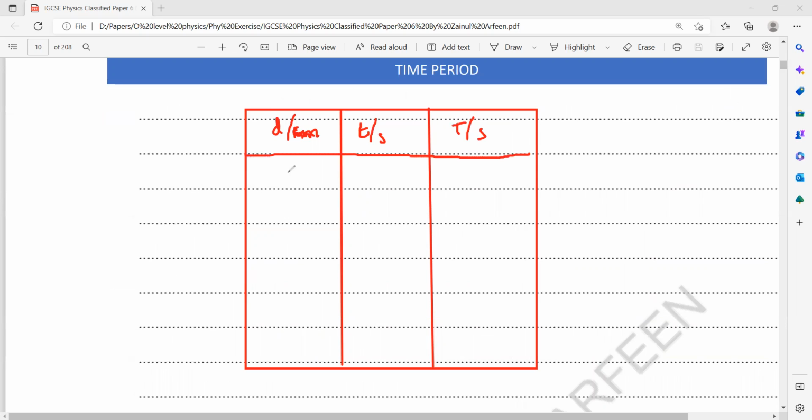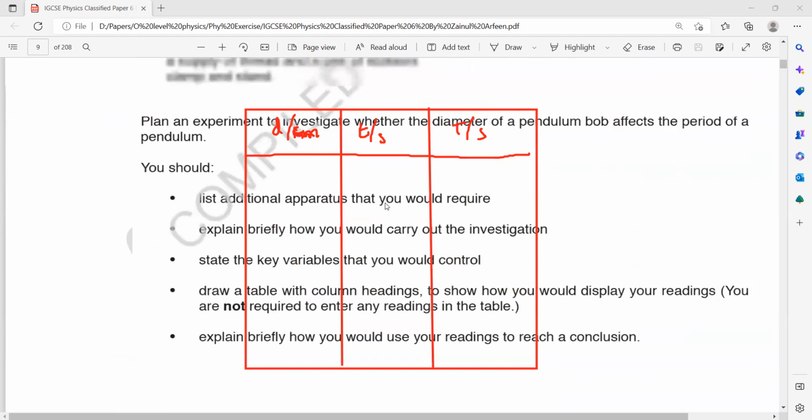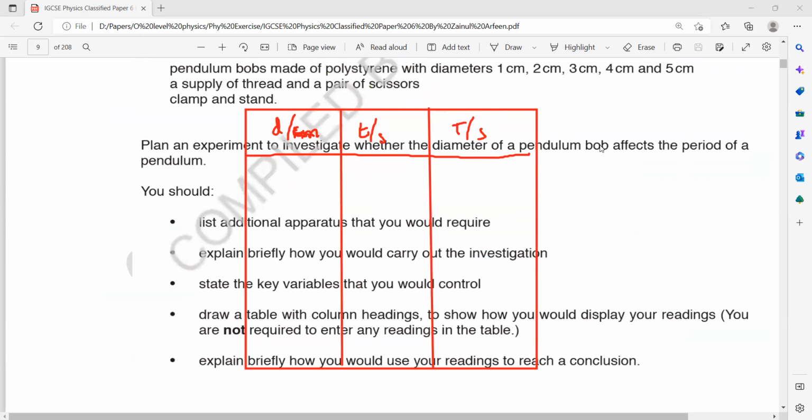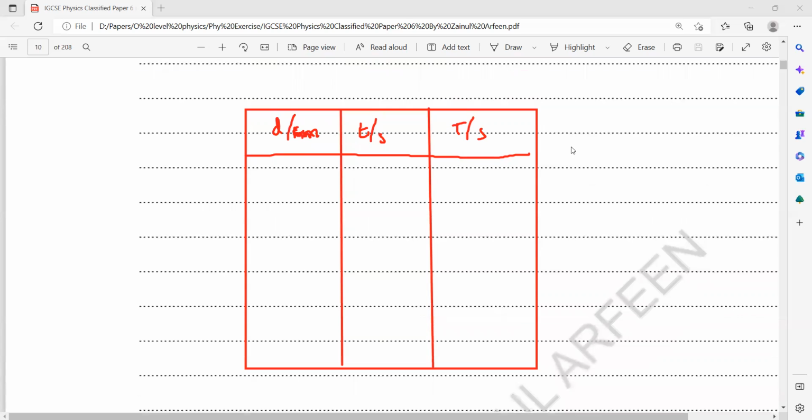In this column, you can complete it because they mention here that we have different sizes available, but it's not having a mark to complete the table. Like 1, 2, 3, 4, 5 are there, so you can mention here we have 1, 2, 3, 4, 5. The other columns you cannot complete because you are not doing an experiment.